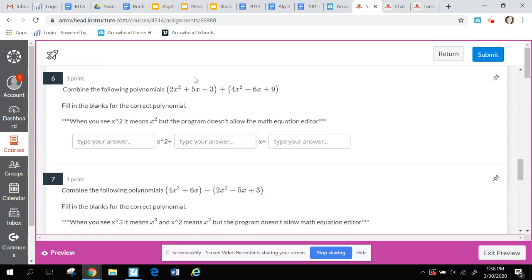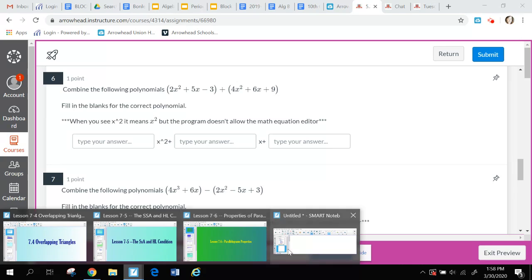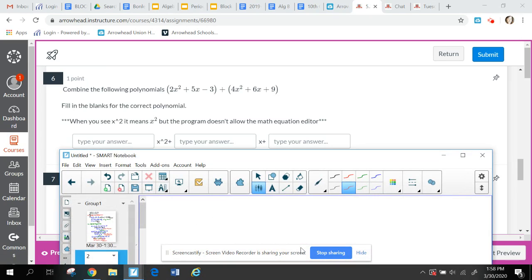On the next ones, we want to use combining polynomials. I'm going to open a little scratch page here just to show some work. When I'm adding these together, I have 2x squared plus 5x minus 3. Since it's addition, nothing's going to change in the second equation. And now we're just looking at combining like terms. So 2x squared plus 4x squared gives me 6x squared.